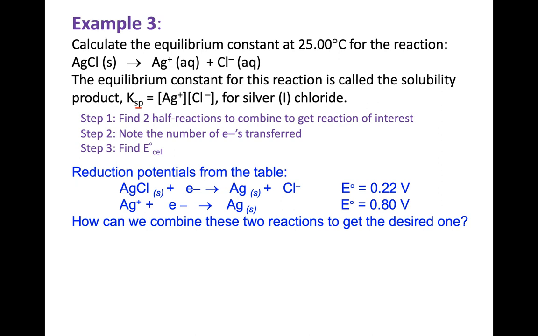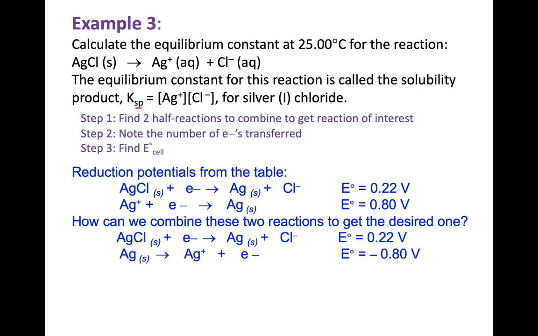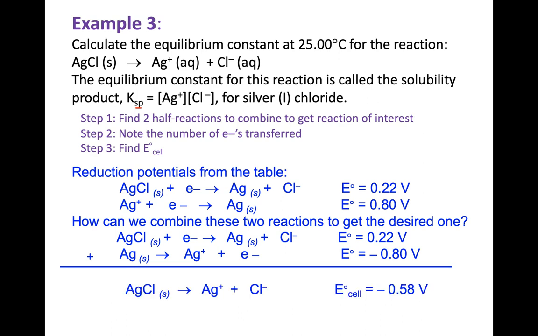So we want to look at these two reactions and think about how to combine them to get the desired reaction. It looks to me that if we just flip the second reaction, we'll get our overall desired reaction. Instead, we oxidize the silver metal into silver ions, flipping the sign to negative 0.8 volts. If we add these two reactions up, we get silver chloride goes to silver ions and chloride ions, and an overall cell potential of negative 0.58 volts, which tells us that this is not spontaneous. But we kind of knew that already because silver chloride is not very soluble.